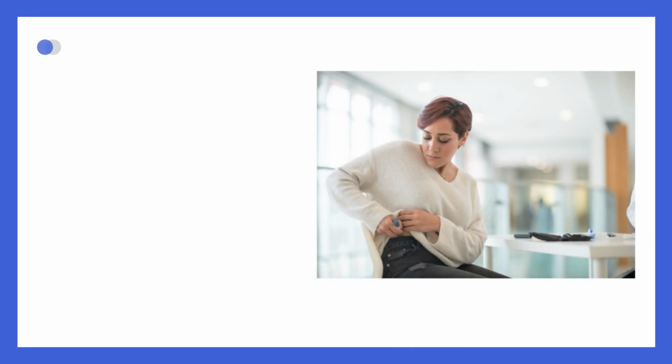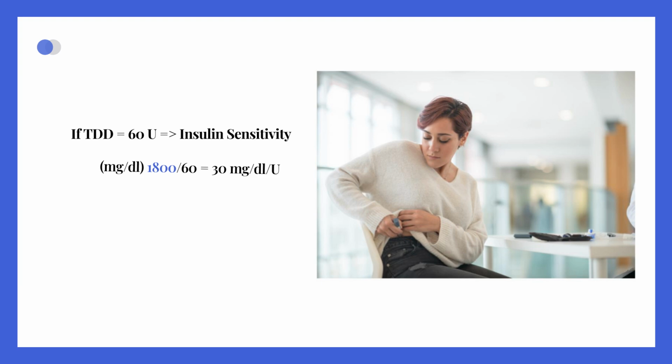Take Anne's case, for example. With a total daily insulin dose of 60 units, her insulin sensitivity can be calculated using the 1800 rule if you use milligram per deciliter. 1800 divided by 60 equals 30. Therefore, setting the insulin sensitivity to 30 mg per deciliter per unit means that a unit of insulin will decrease the blood sugar level by 30 mg per deciliter.